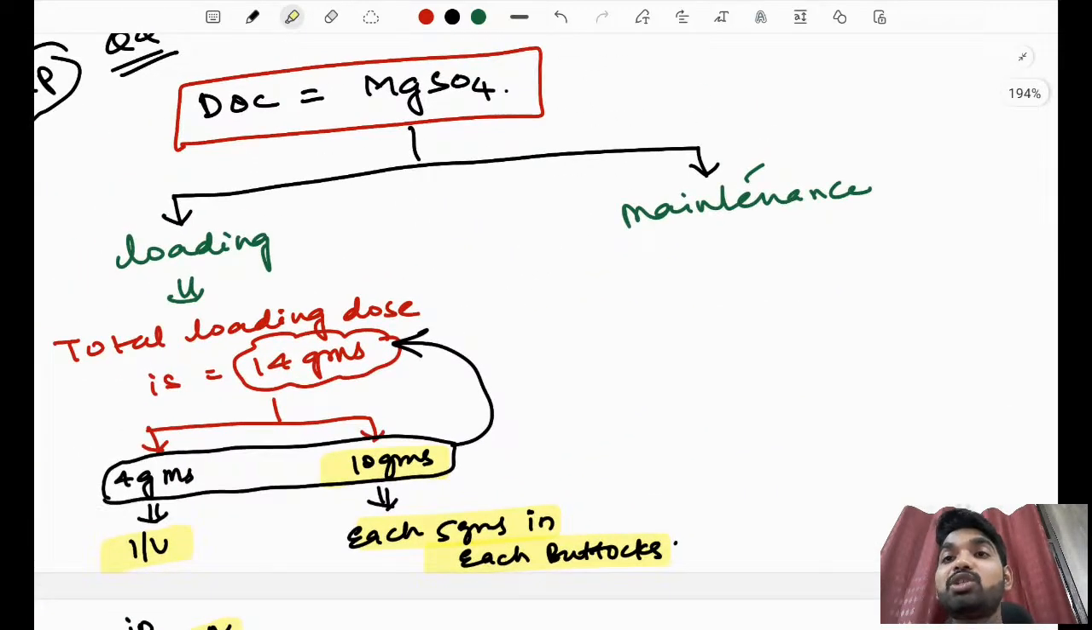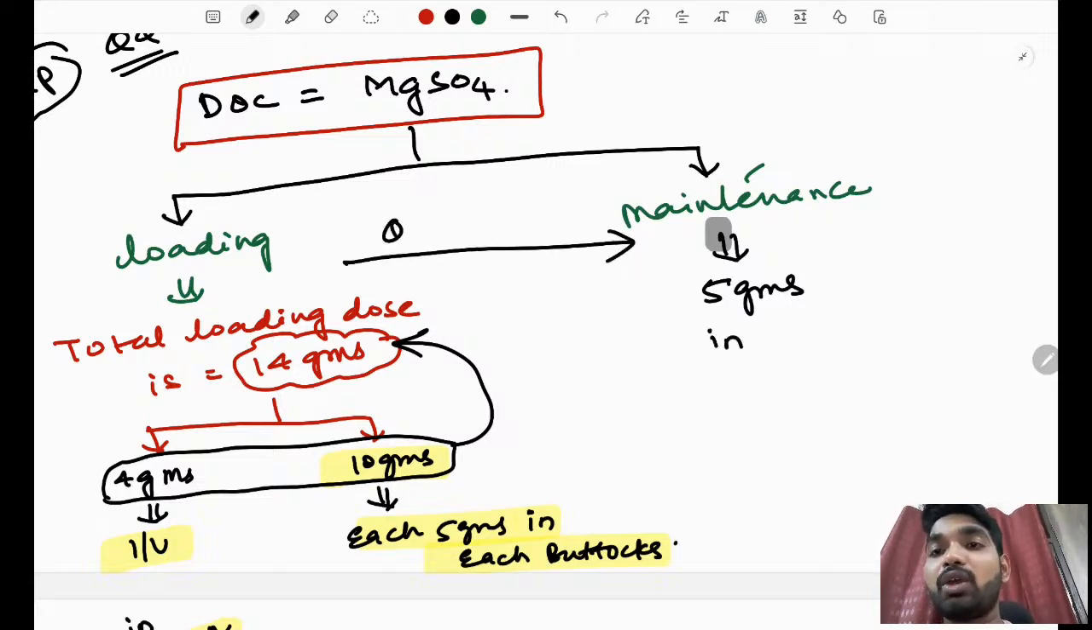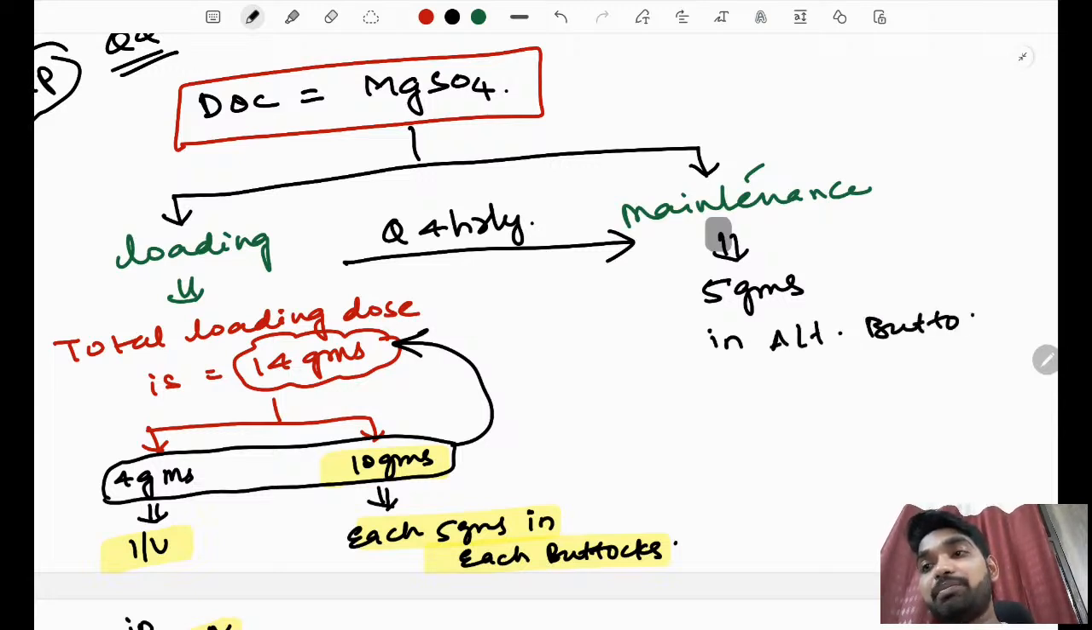And the maintenance dose: how much maintenance dose are you going to give? Maintenance dose is 5 grams in alternate buttock, every 4th hourly. You need to give the maintenance dose every 4 hours, 5 grams in alternate buttock, IM, intramuscularly, undiluted. Even maintenance doses you will not mix with normal saline, you will give directly into the muscle, alternate buttocks, every 4 hours.